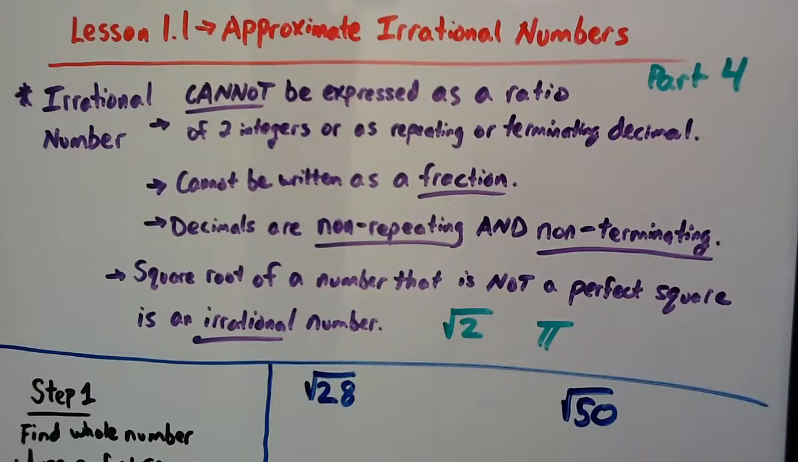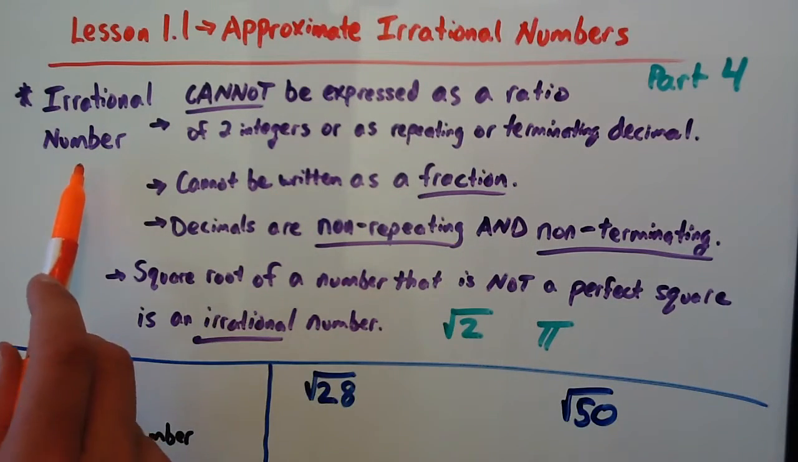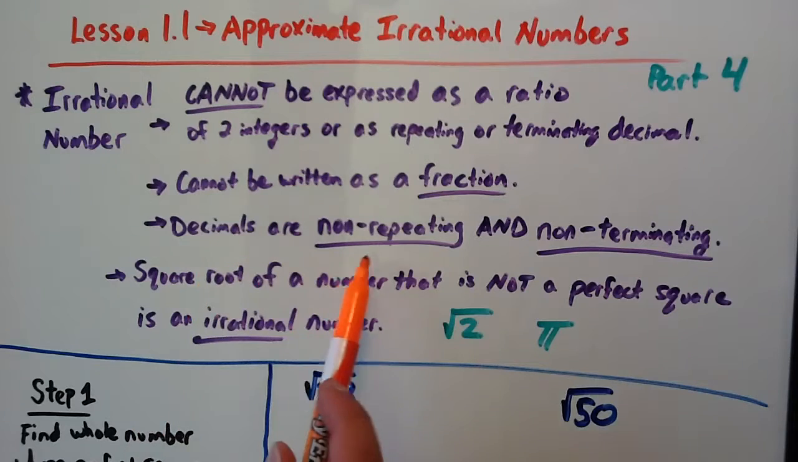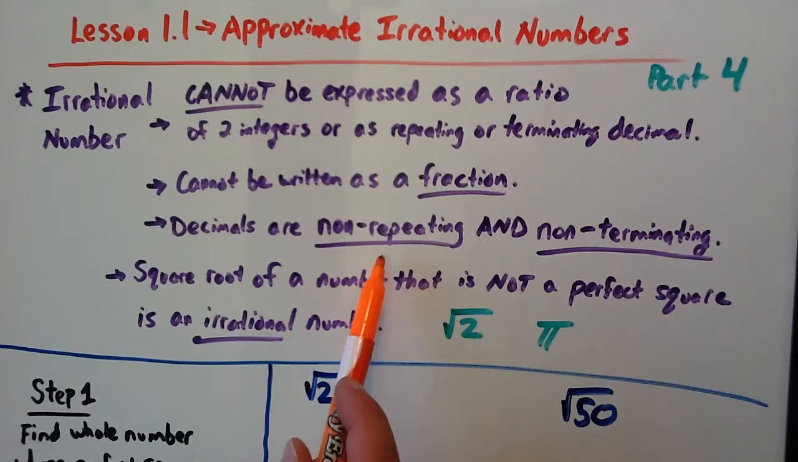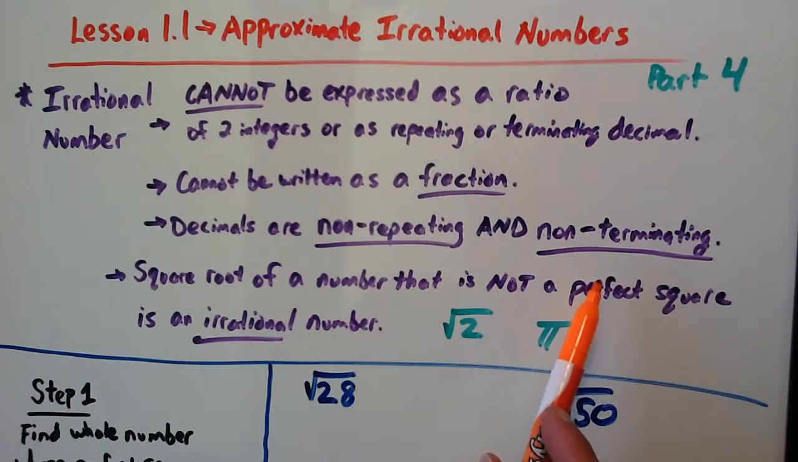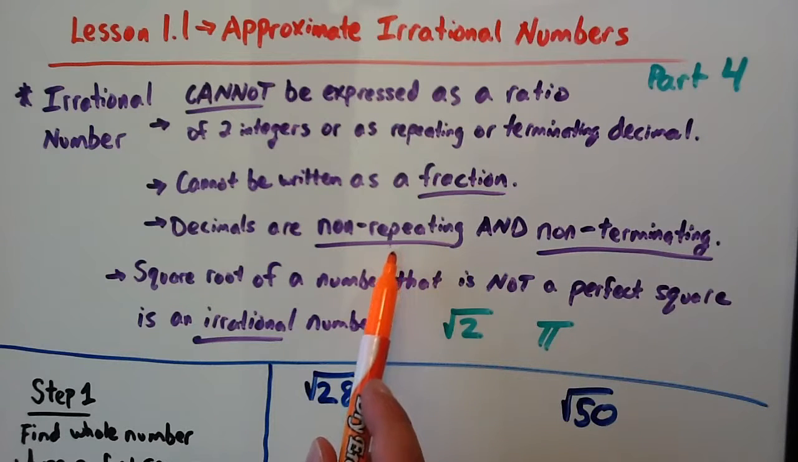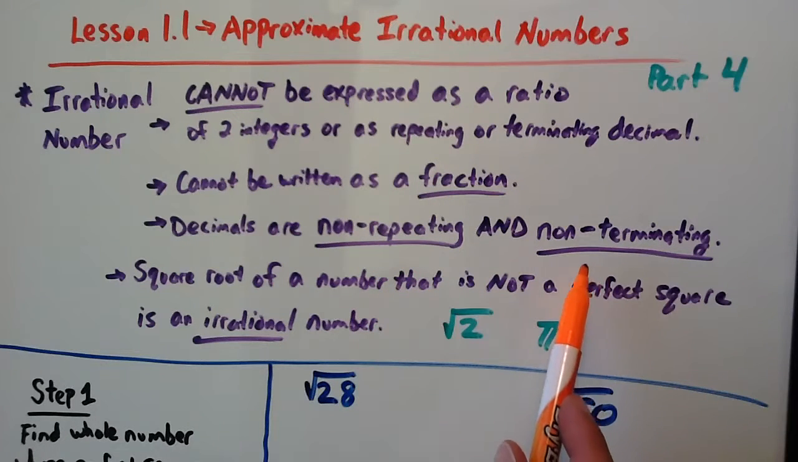An irrational number is a number that cannot be expressed as a ratio of two integers or as a repeating or terminating decimal. So an irrational number cannot be written as a fraction. And irrational numbers produce decimals that are non-repeating and non-terminating. So they do not repeat. There is no pattern that repeats. And they're non-terminating. They never end. They go on and on and on with no specific repeating pattern.